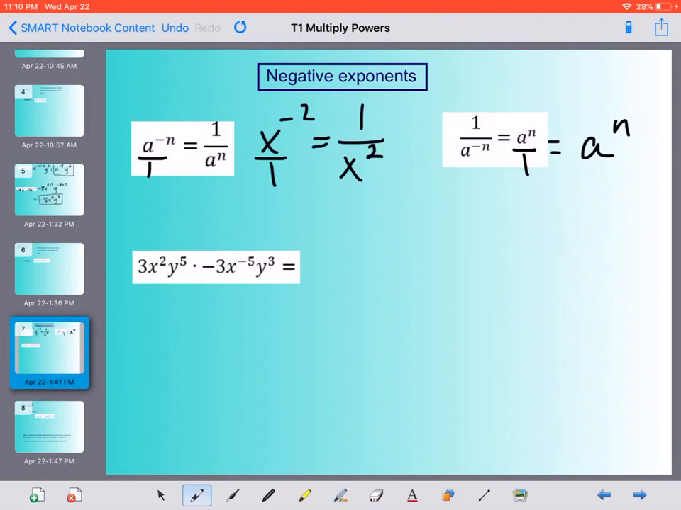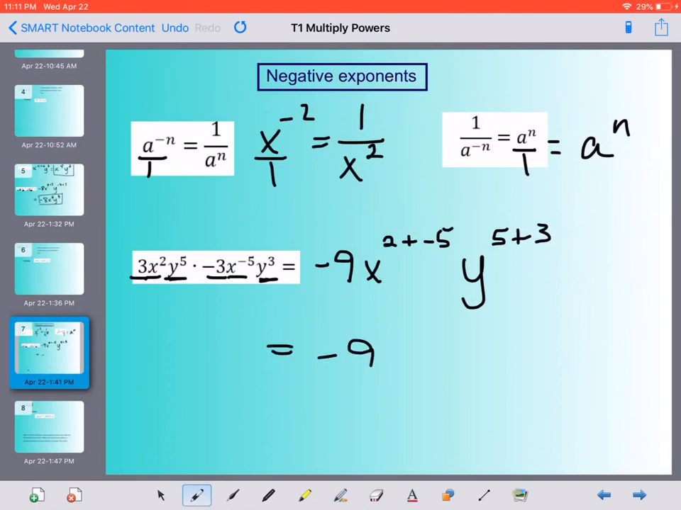Okay, here we have 3x squared, y to the fifth, times negative 3x to the negative fifth, y to the third. Let's go ahead and multiply our coefficients together. 3 times negative 3 is negative 9. X squared times x to the negative fifth will be x to the 2 plus negative 5. Y to the fifth times y to the third will be y to the 5 plus 3. So that will be negative 9 x to the negative 3 y to the 8th.